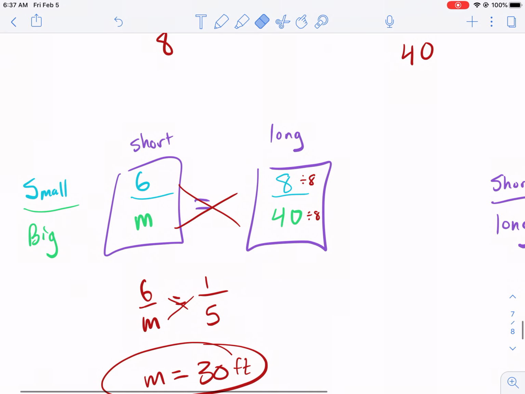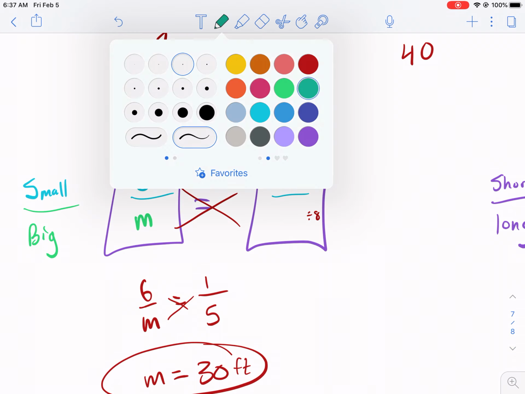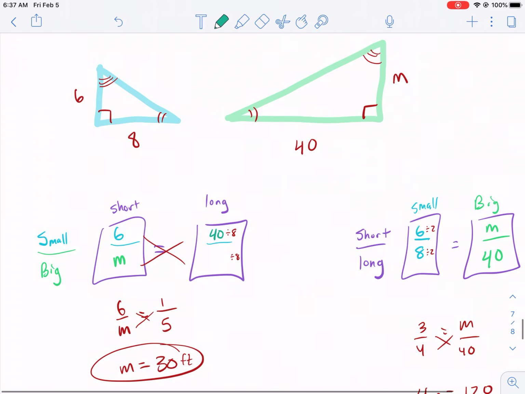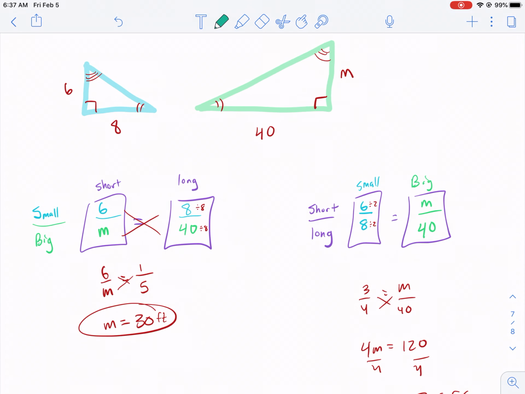The one thing you can't do is switch these around. You can't put all of a sudden the 40 on the top, and then the 8 on the bottom, because the 8 doesn't belong to the big triangle and the 40 doesn't belong to the small triangle, okay? So you can't do that. You just have to make sure everything stays organized based on your initial proportion setup.